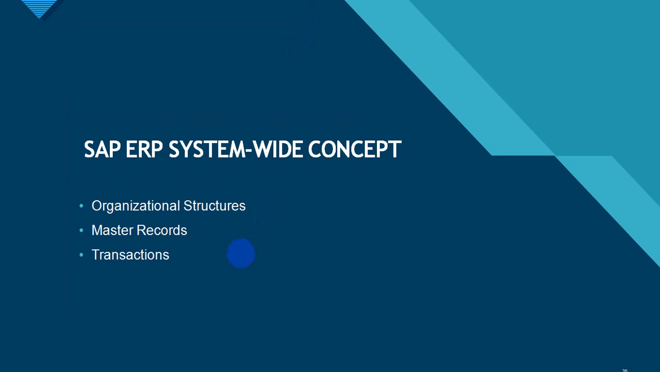Now the SAP ERP system-wide concept. Remember that your SAP system is representing your physical enterprise. So all the physical structuring of your enterprise will be represented in the SAP system. For instance, if you have different company branches, they will be represented. If you have different companies across different countries, they will be represented. You have warehouses, manufacturing plants and things like that, all represented in the system. And of course you also have administrative structure. So it is called organizational structure or enterprise structure.